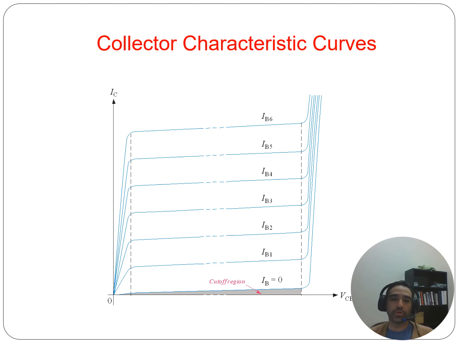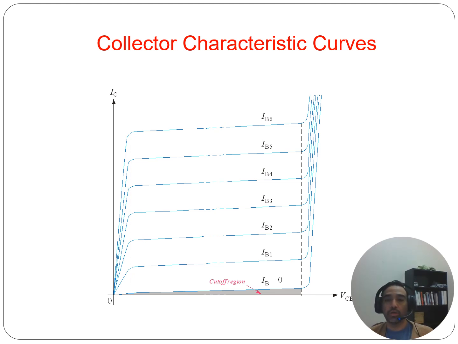You have that active region. The curve rises, then levels off. When VCE is low, I sub C increases with VCE, but after a certain point, I sub C levels off, even when you have an increase in collector to emitter voltage. So that flat part of the curve, that's the active region. That's where the transistor amplifies signals. That's where you want to design the circuit to operate.